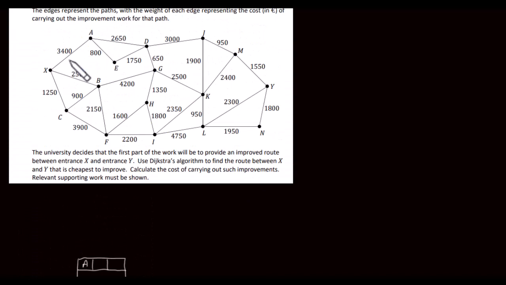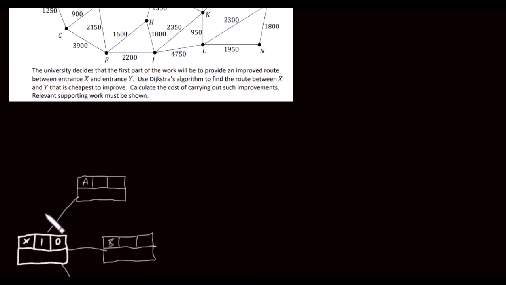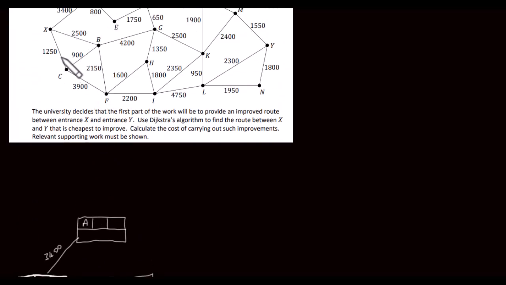So let's see, we've got 3,400 going to A, so I'll just put that in here, 3,400. We've got 2,500 going to B, and we have 1,250 going to C. So I'm going to put these in here. So this is going to be 3,400 here, and that's coming from X. We've got 2,500 here, and that's coming from X. And we've got 1,250 here, and that's coming from X.